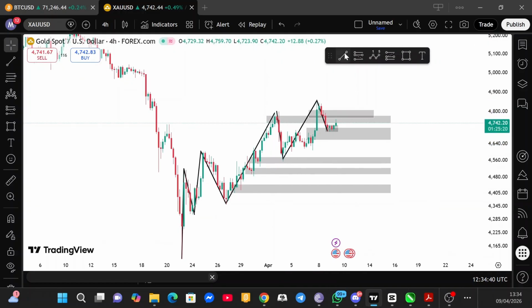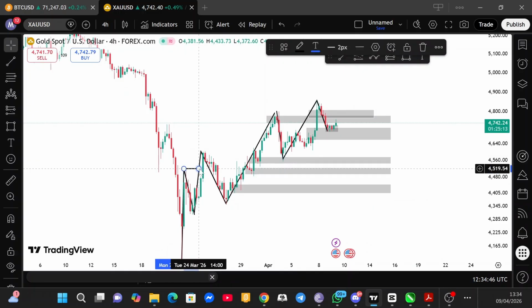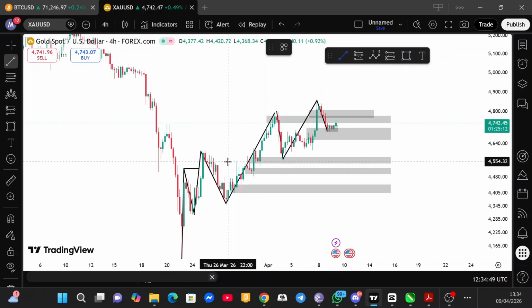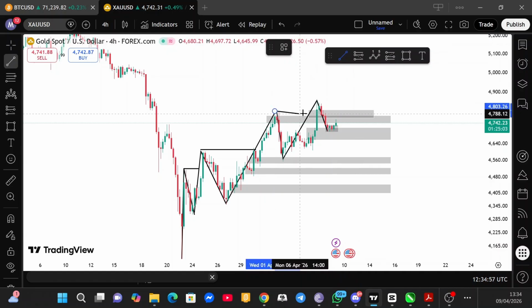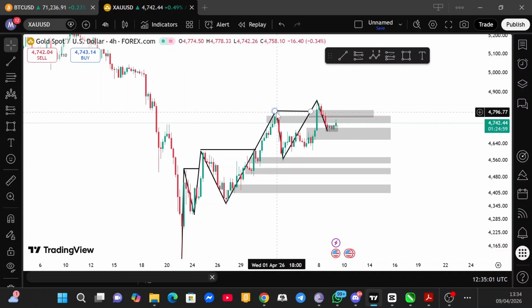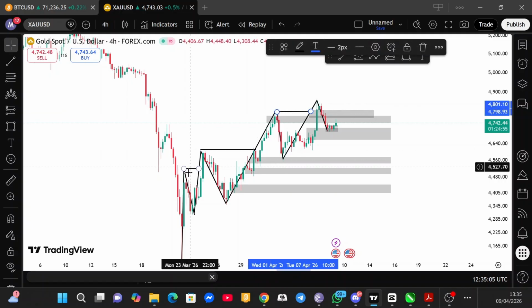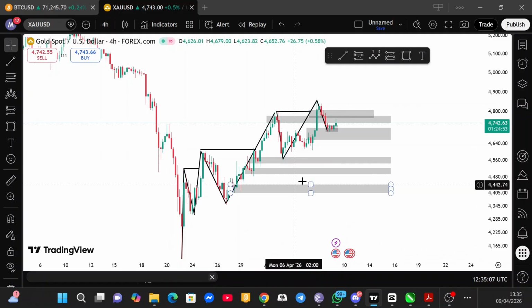We see a clear break of structure here. We see a clear break of structure here. We see a clear break of structure here also. We see a clear break of structure here also. So this is an example of a bullish market.